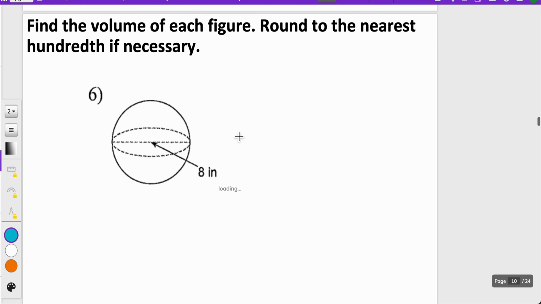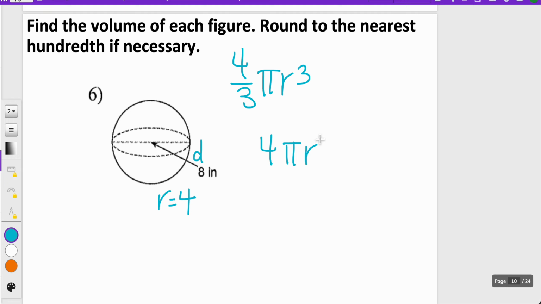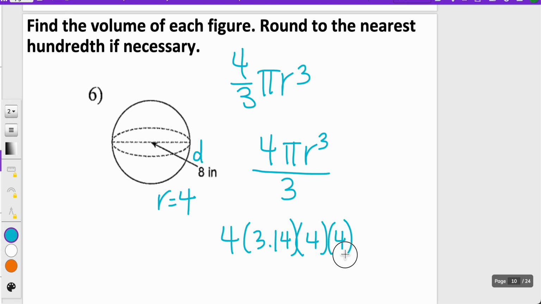Okay. Number 6, we got our sphere. This is not our radius, this is diameter. We need the radius, which is 4. Okay. We got 4/3 pi r cubed, or 4 times pi times r cubed. Divide everything by 3. Here we go. 4 times pi times 4 times 4 times 4. Lots of 4s. Divide everything by 3.